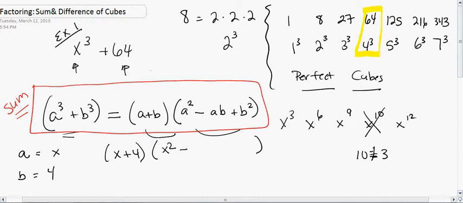4x. And then plus B squared. Well, B is 4. So let's see, 4 squared, that would be 16. So plus 16. And there it is. My factored answer.